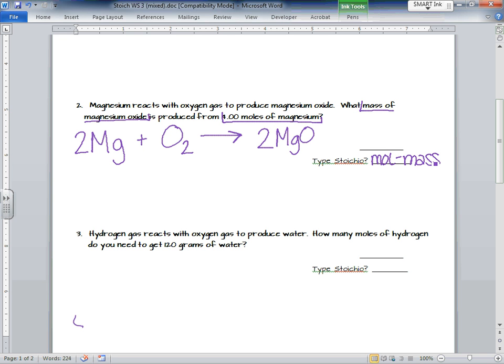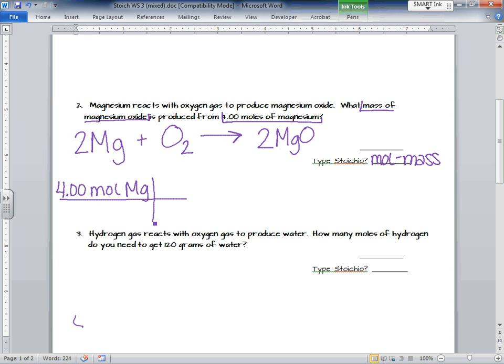When I start writing out my equation, I'm always going to start with what I'm given. In this case, I'm given 4.00 moles of magnesium. Always make sure that you fully label everything in your equation. You not only need moles, you also need to know what compound or what element you are dealing with, in this case, magnesium. All right, to go from moles of one substance to moles of another substance, you always have to use your mole ratio that comes from your balanced equation.